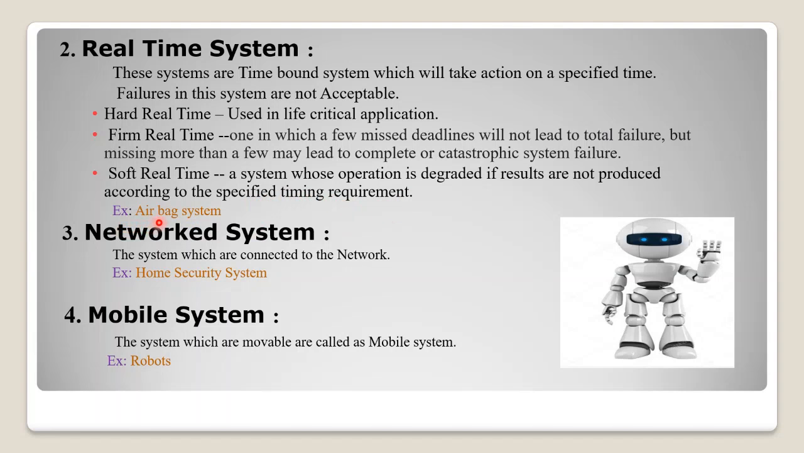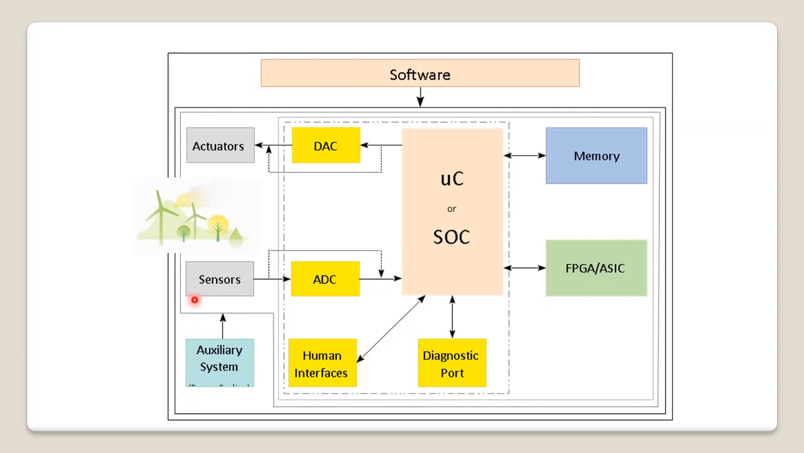Example: airbag system. Networked system. The systems which are connected to the network. Example: home security system. Mobile system. The systems which are movable are called mobile systems. Example: robots. This is the block diagram of the embedded system.